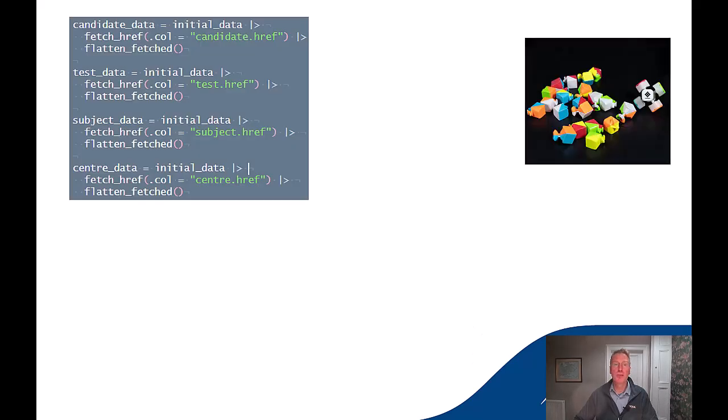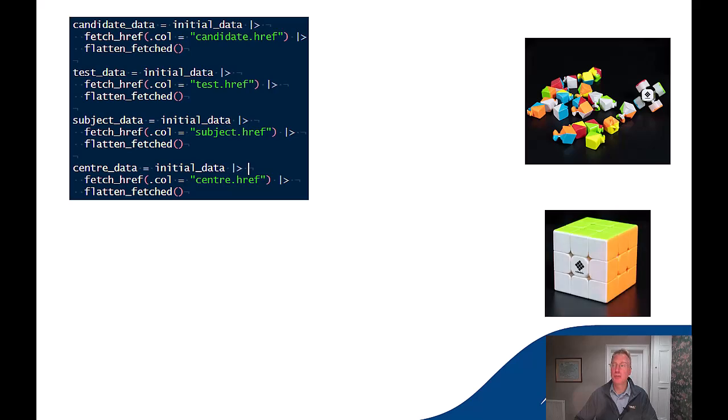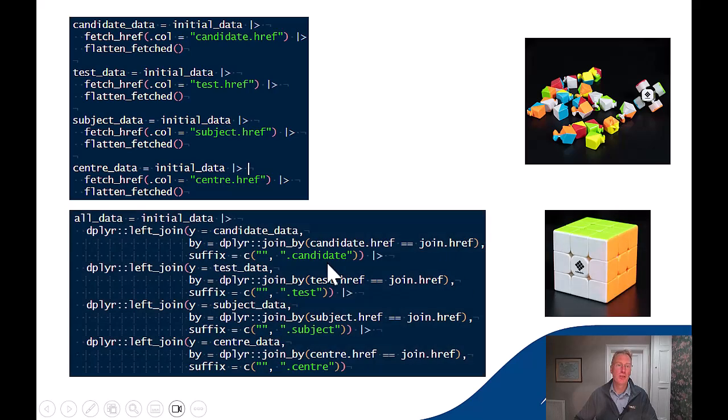So first of all, these separate calls: we get our initial data, and we fetch candidate href information and then flatten it. We then do the same with test data. We fetch it and then we flatten it. Subject data, we fetch and flatten, and center data, we fetch and flatten. So that's all looking fair. We have 4 different data sets, and then to reassemble them back into a single entity, we use lots of joining. So we join the candidate data and the test data and the subject data and the center data all to the initial data, and we end up having a data set which we can then manipulate.